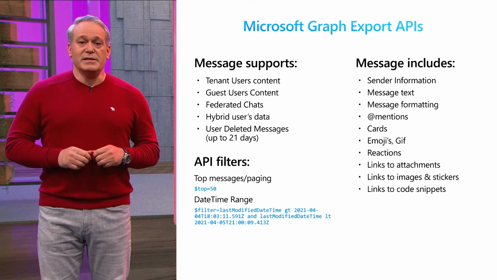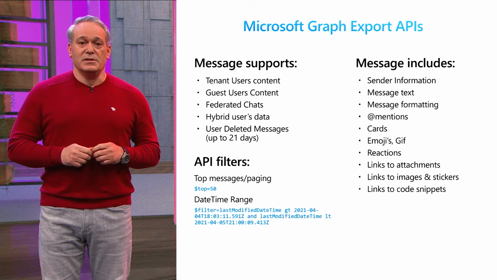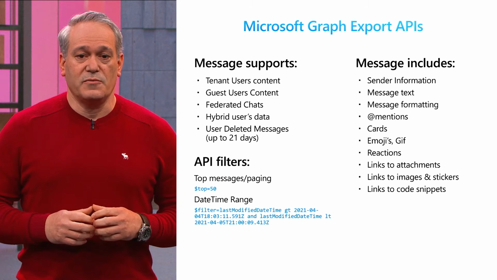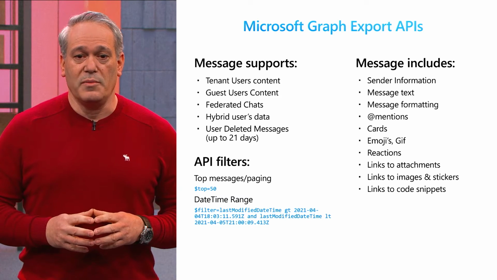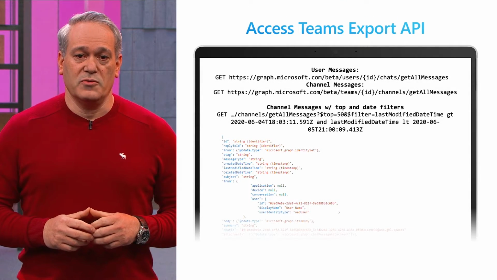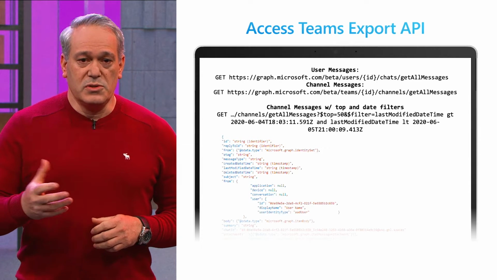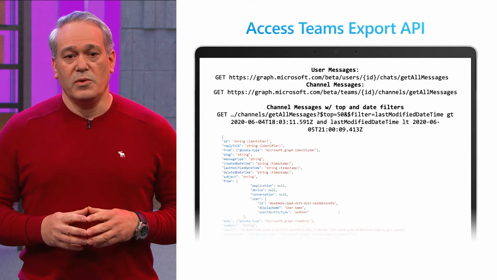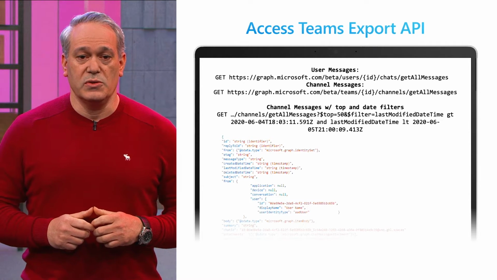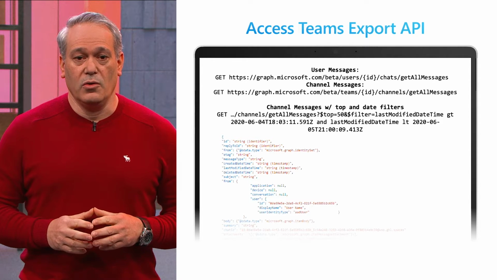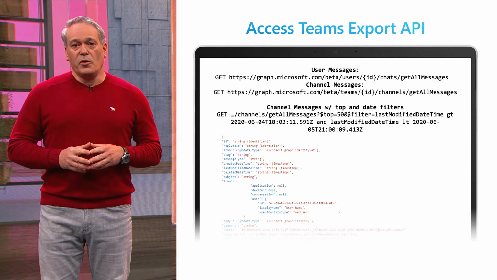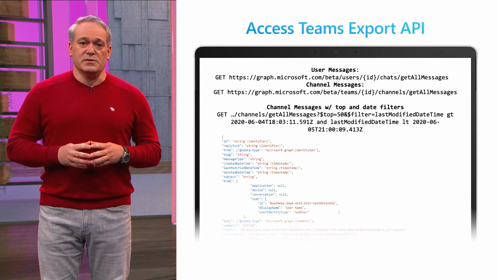Also unique to this API is the ability to provide date-time filters and view messages in pages. For example, you can get all of your users' messages from the last 24 hours arranged in pages of 50 messages per call. Here is a quick view into the API structure and chat payload response. To export users' messages, you would use the user ID with the chat get all messages endpoint. And to export channel messages, you would use the team ID with the channel get all messages endpoint. The last code sample shows a channel export call with top pages and date range filters.